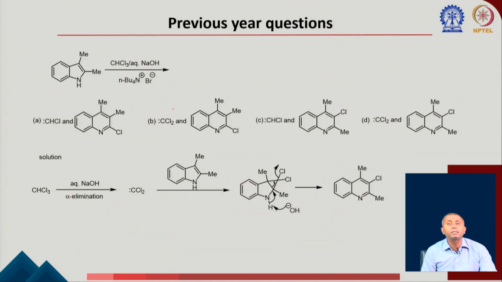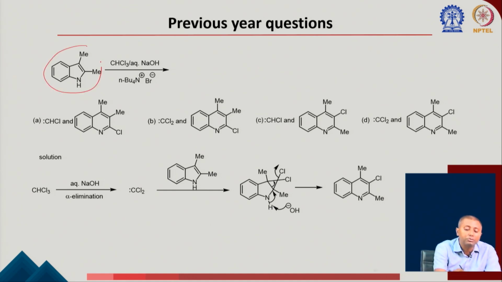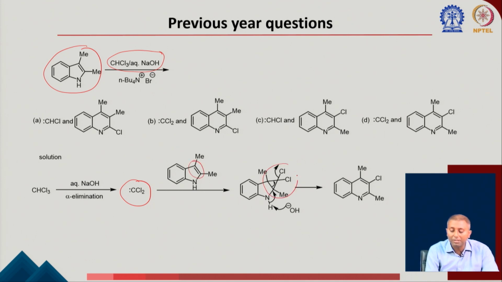Then there is an example, I think I already talked about a very similar example in the class, where I talked about using indole. Here they have used C2,C3-dimethyl indole. Now if you take the conditions CHCl3 with aqueous NaOH, we know this is going to generate the CCl2 carbene. And once it generates the CCl2 carbene, the next thing that is going to happen is addition to this double bond to make the corresponding cyclopropane. And now once you treat with a base, we have learned that under this condition a ring expansion is going to happen.